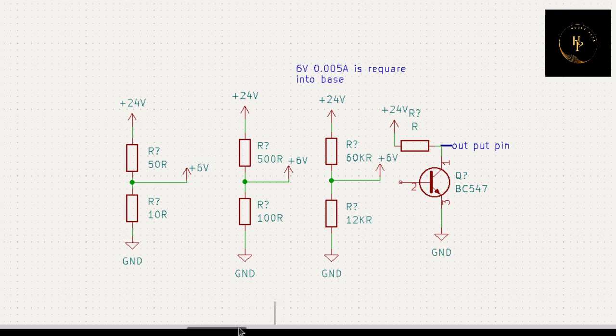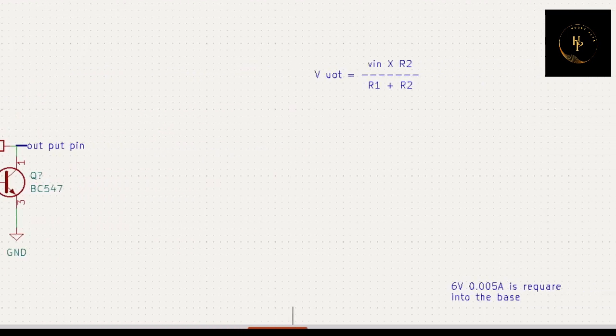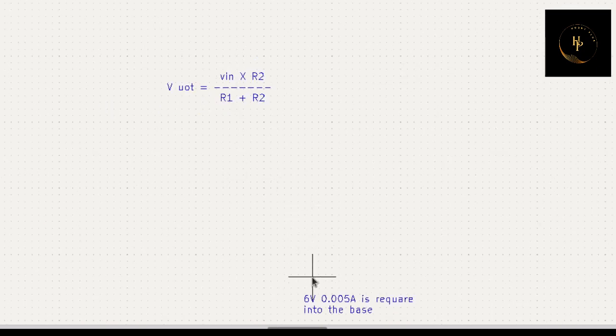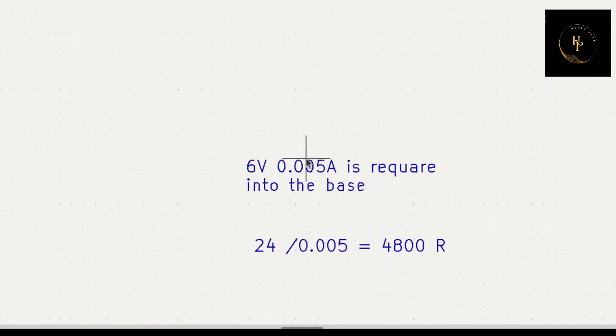So I found one thing in the net. V out is equal to V in into R2 divided by R1 plus R2. But I don't know how I can calculate the ampere from this formula. So I do one thing. Easily I do one thing.